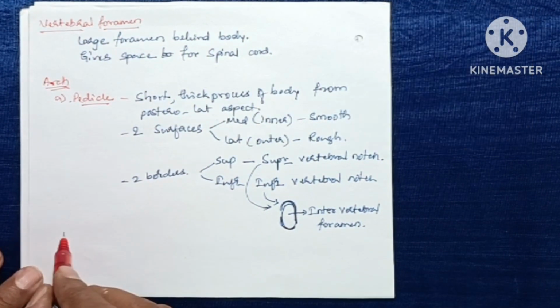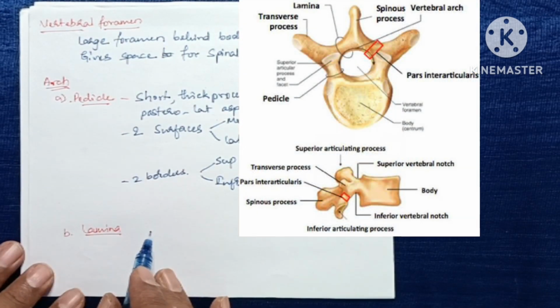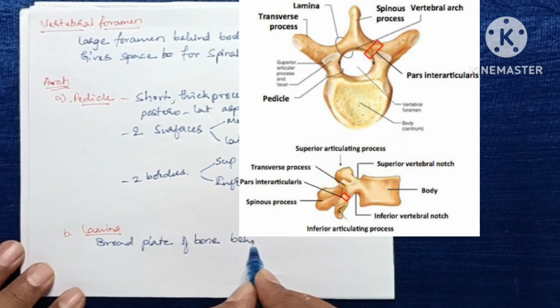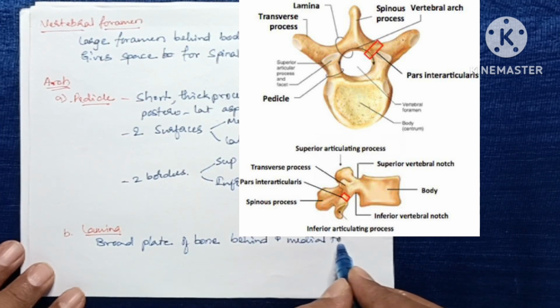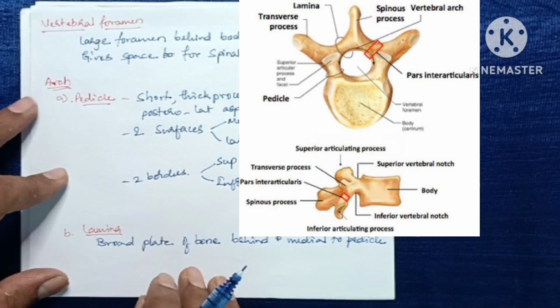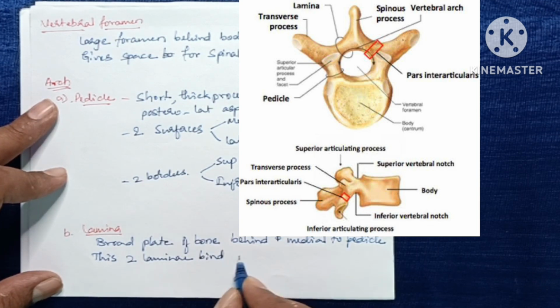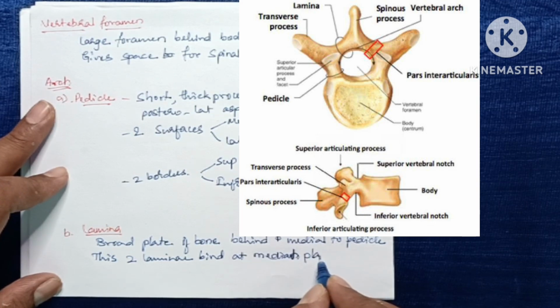Now let us see about the lamina. The lamina is a broad plate of bone behind and medial to the pedicle. These two laminae join at the medial plane and form the posterior boundary of the vertebral foramen.